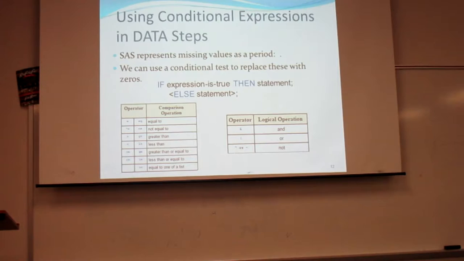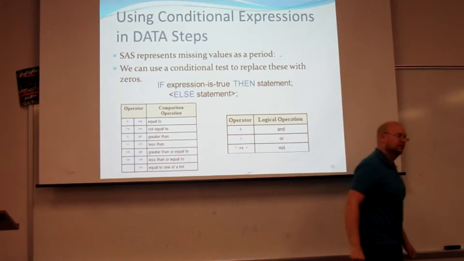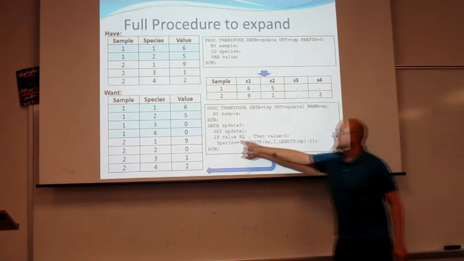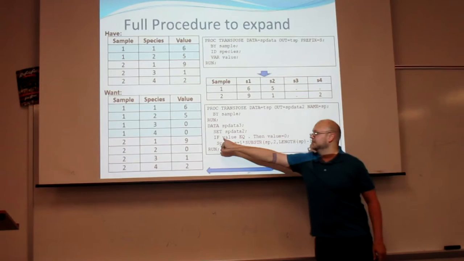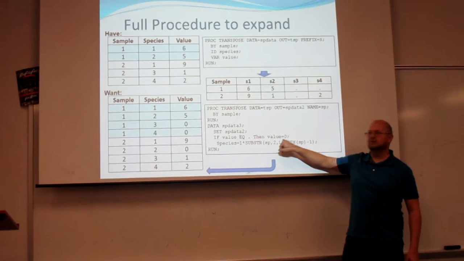Okay. So what is this whole if thing that we had in the last code? Because we introduced something strange in here. This conditional. This is a conditional. If value equals period, then value equals zero.